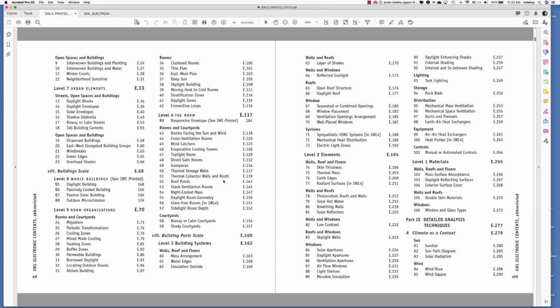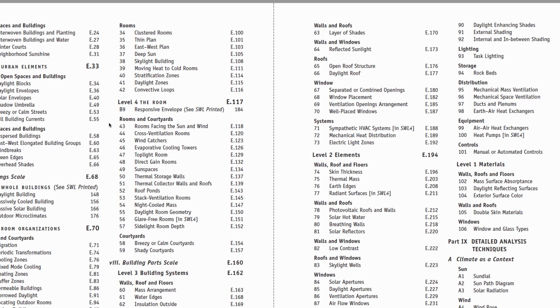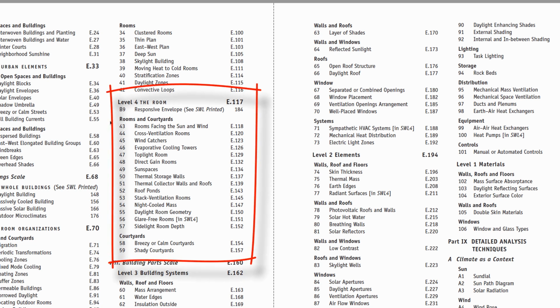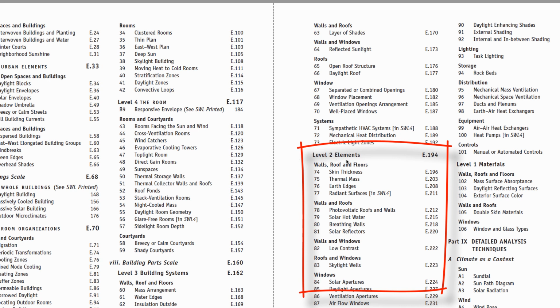Within each one of those, we're looking then at categories that have to do with the elements that are configured or selected or that are being designed at each one of those scales. So at the level of the room, we're looking at things like rooms and courtyards. We might also be looking at circulation. At the level of elements, we're looking at walls, roofs, floors, and so on. So if a particular strategy helps you to make decisions about a combination of those elements, it'll say walls, roofs, and floors, for instance, or maybe just walls and windows down here for low contrast.